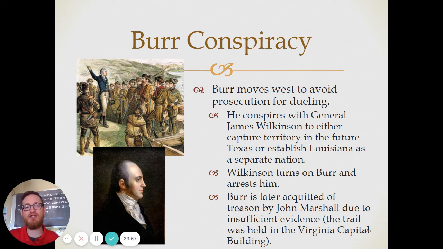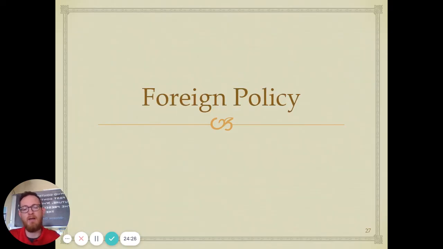Burr would be brought back here to Virginia, and he would be brought to the Virginia Capitol. There, he would be acquitted of treason by John Marshall due to insufficient evidence against him. Actually, if you go to our Capitol Day and go into what was the old Senate chambers there, you will actually see they have a plaque up there notating that that is where the trial of Aaron Burr happened. But he was found not guilty. And after this, you pretty much don't hear anything else really in history from Aaron Burr.